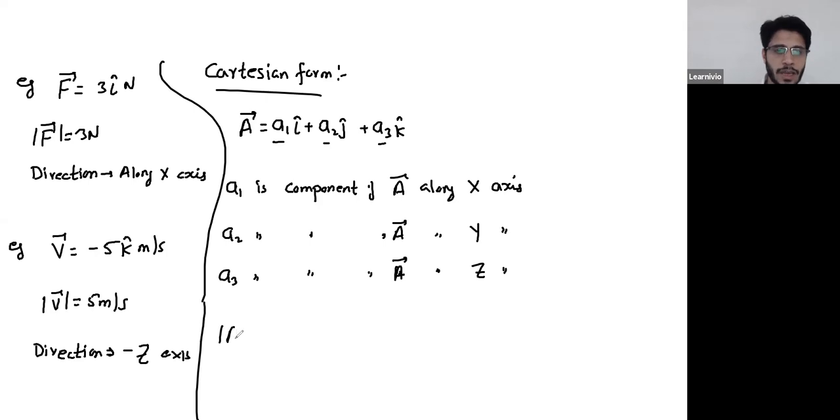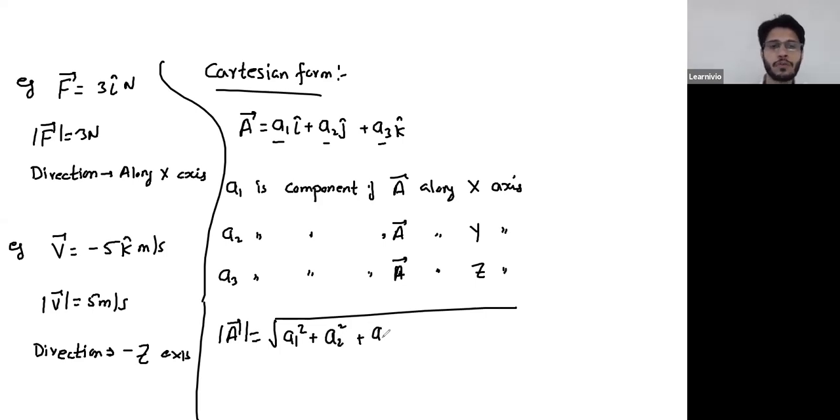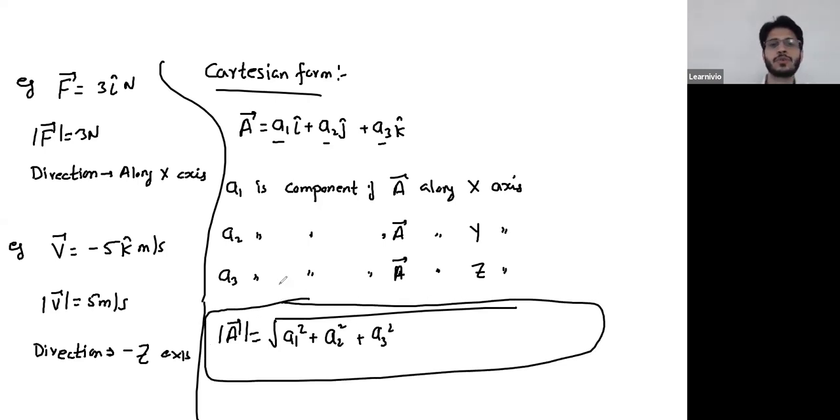If I ask you to calculate the magnitude of complete vector, then the magnitude of complete vector is root over A1 square, the coefficient of I cap square, the square of coefficient of j cap, the square of coefficient of k cap. So it's root over A1 square plus A2 square plus A3 square. This is how we calculate magnitude of a vector.